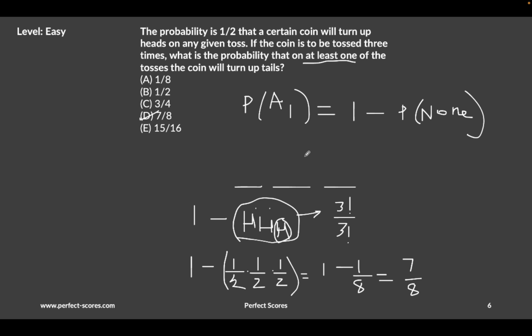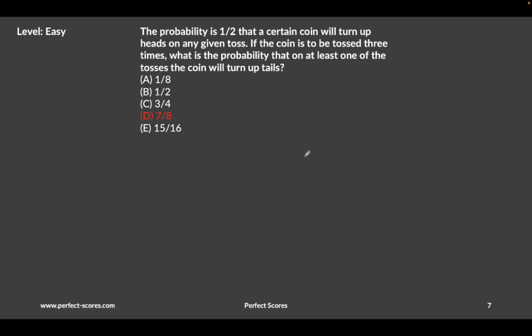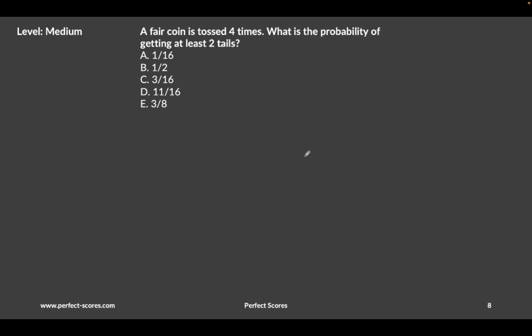Okay, so I hope you're getting the hang of it. Now, moving on, let's notch it up a little bit. Let's go to some medium level questions. Okay, so let's get to this question. The question says that a coin is tossed 4 times. What is the probability of getting at least 2 tails?